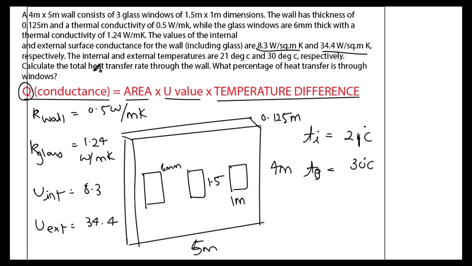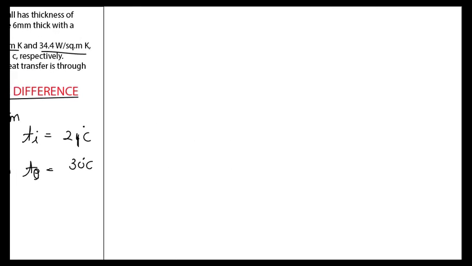So I have to find the total heat transfer. Heat transfer is given by Q. Okay, Q is for heat transfer, U is for conductance. Now to solve this problem, first we have to properly identify what terms are what and apply them in the formula, that is Q is equal to area into U into temperature difference.